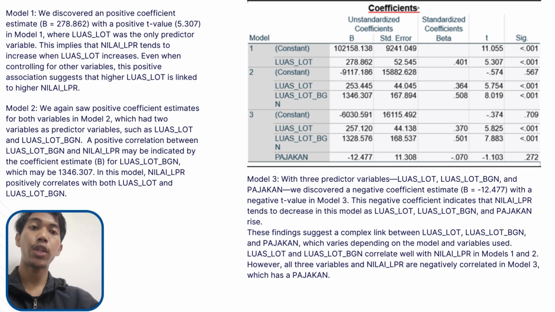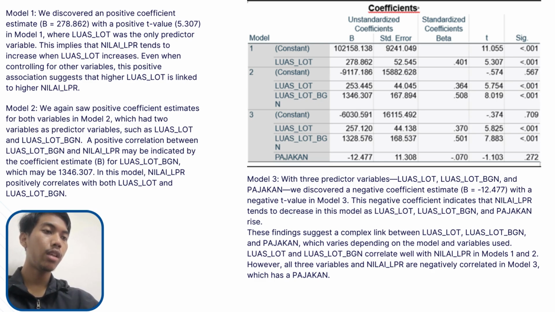So a positive correlation between luas lot bangunan and nilai LPR may be indicated by the coefficient estimate B for luas lot bangunan, which may be 1346.307. In this model, nilai LPR positively correlates with both luas lot and luas lot bangunan.